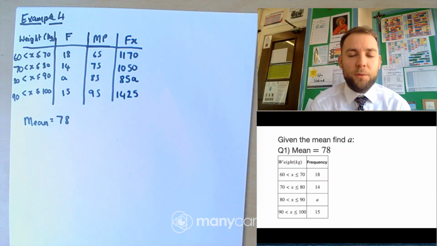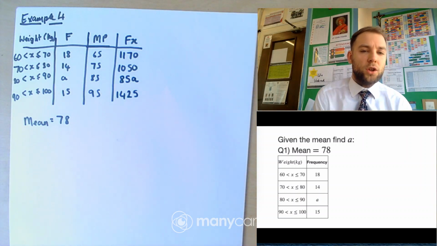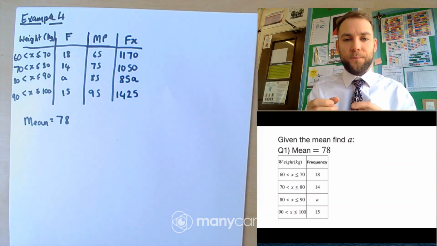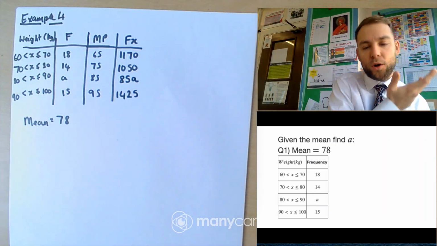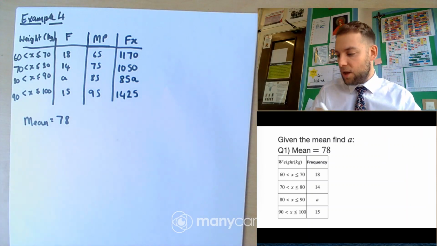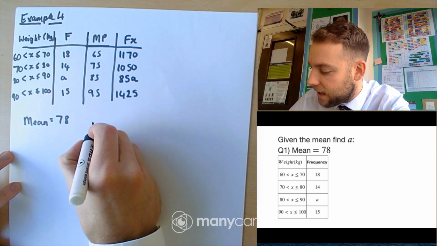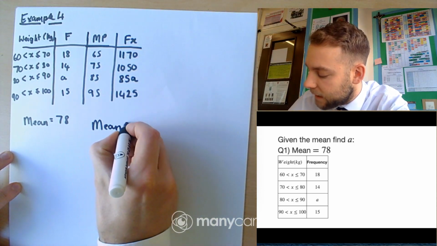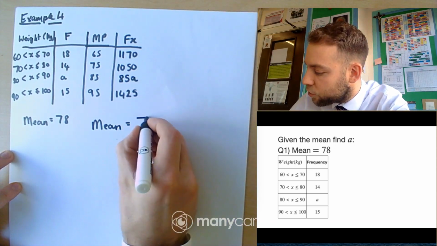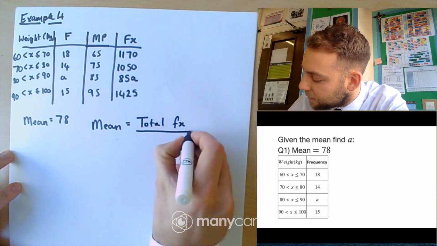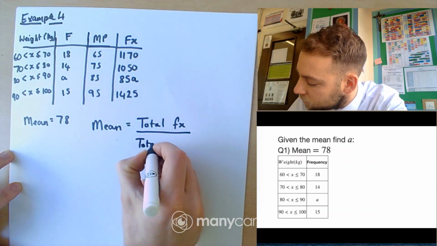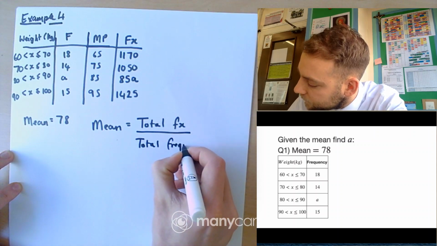Now, with anything like this, where we're trying to work backwards, you write down the formula, fill in everything that you know, and then work backwards from there. Okay? So my formula for this case is mean is equal to your total fx divided by your total frequency.